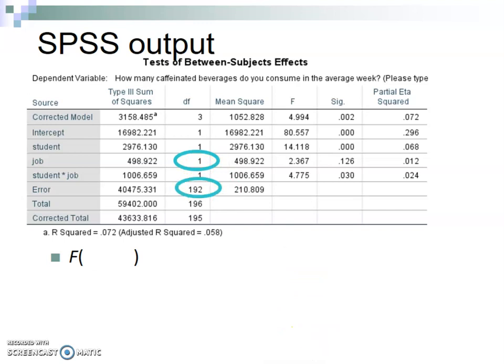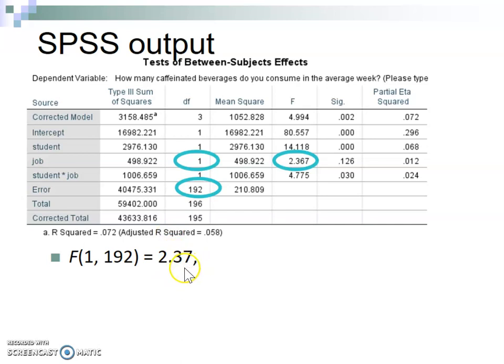The second degrees of freedom is always going to be this error degrees of freedom. So the way we'll indicate both of those is we'll put 1, comma, space, and then the error degrees of freedom of 192. And so our F ratio is here, again, on that same row as our variable that we're testing here, which was the main effect of job. So that is our F statistic that we're going to report.